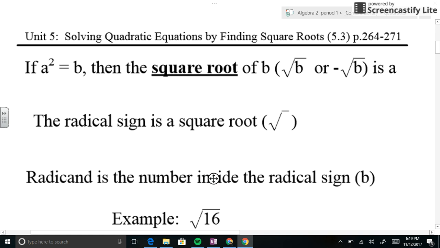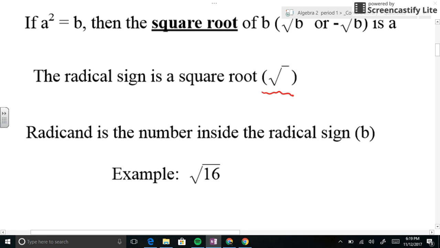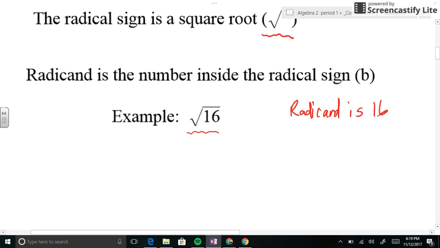Today we're going to talk about simplifying square roots and solving quadratic equations. The first thing, a square root is given by this symbol here, also called a radical sign, and the radicand is the number inside the square root. So if I look at this square root of 16 here, the radicand is 16. And then the square root of 16 would be 4, because 4 times 4, or 4 squared, is 16.